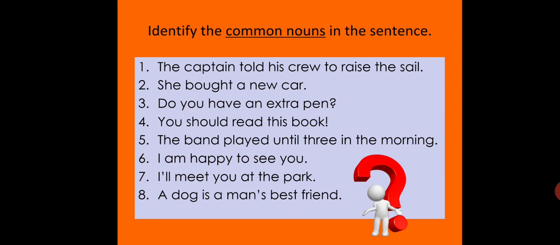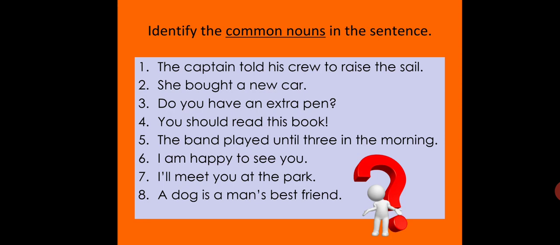So we are going to identify the common nouns in this sentence. The captain told his crew to raise a sail. So you have three: your captain, your crew, your sail. Sail is actually what you call the white thing that, when the wind blows, will push the boat or the ship. She bought a new car. Car is your common noun, not she, because she is a pronoun.